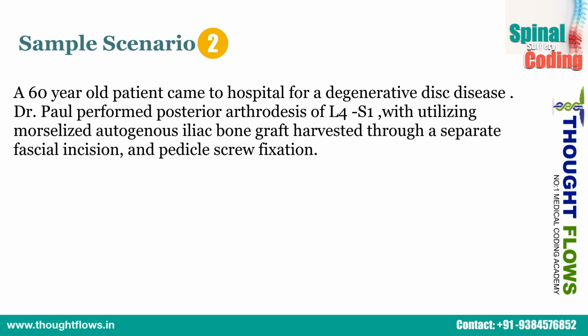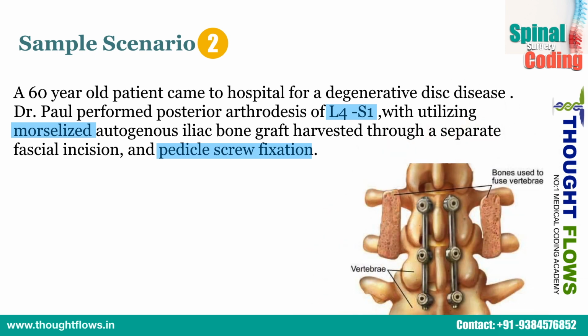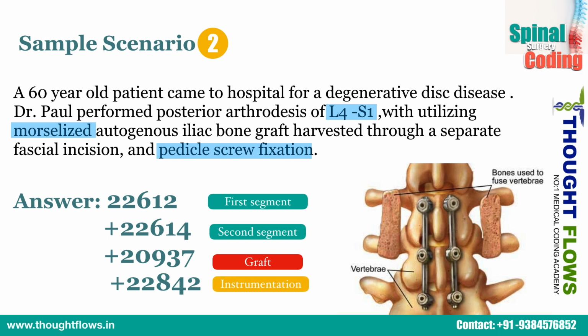Here the patient is coming with degenerative disc disease and the surgeon did arthrodesis of L4 to S1 and used a bone graft of morcellized type, and he also gave instrumentation like pedicle screw fixation. Here we need to check for arthrodesis, bone grafting and spinal instrumentation. So for arthrodesis we need to code 22612 and 22614. For grafting we have to take the code 20937, and for instrumentation we have to take the code 22842. And that's all for today.